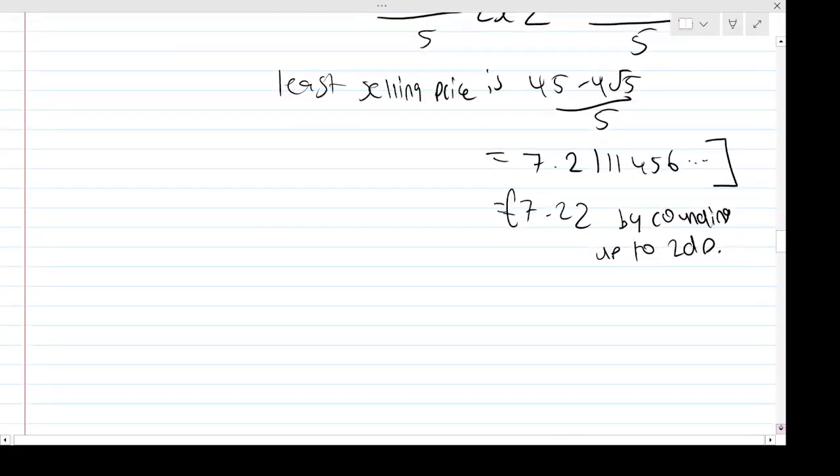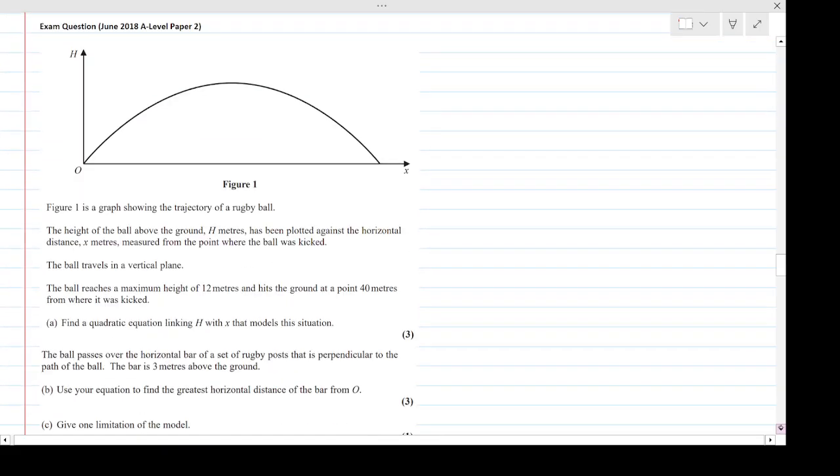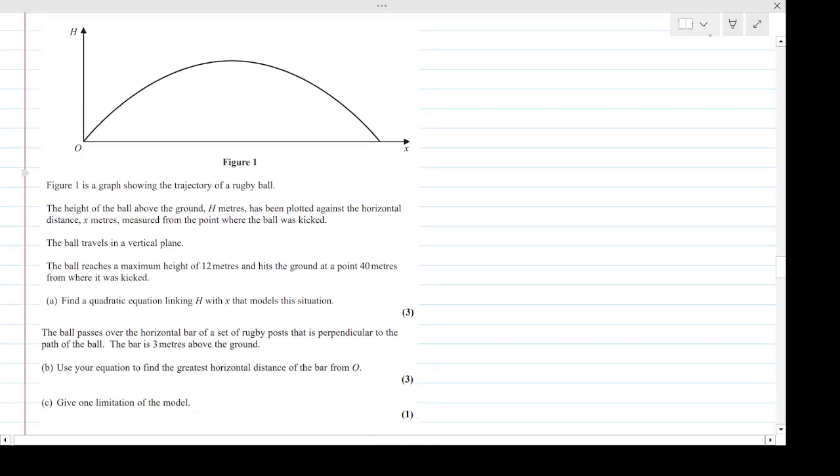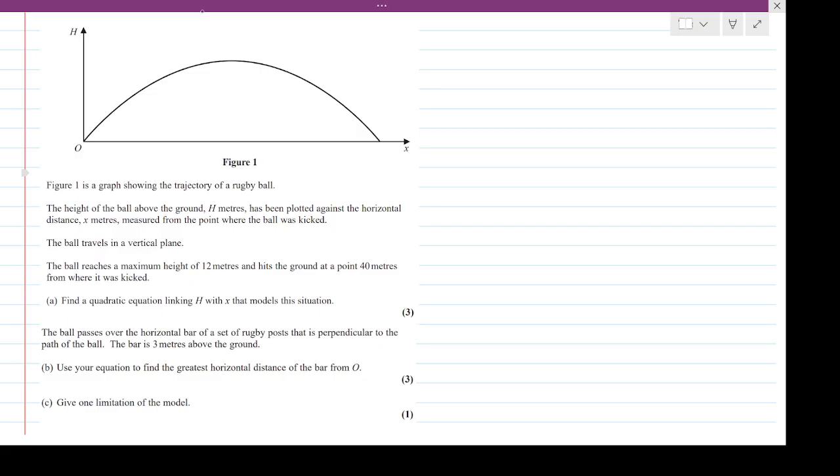Let's have a look at the next question. We are given that figure 1 is a graph showing the trajectory of a rugby ball. So it's kind of like the first question again, isn't it? We have projection of some sort of object. The height of the ball, I'm going to underline it. So the height of h meters has been plotted against the horizontal distance x, measured from the point when the ball is kicked, which will be here.